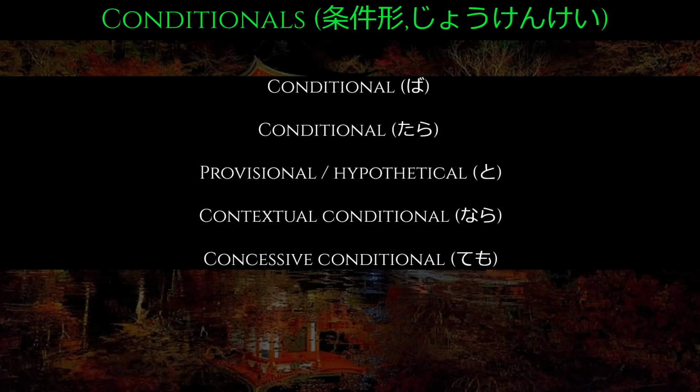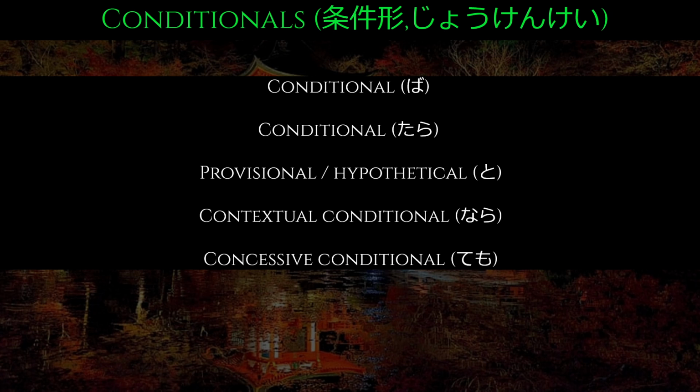So, in today's Japanese lesson, we will continue our journey through different kinds of verbs. But this time, there are a little bit more things I need to talk about. So, today we will talk about the conditionals or the 条件形. Here, there are 5 main types I would like to talk about.